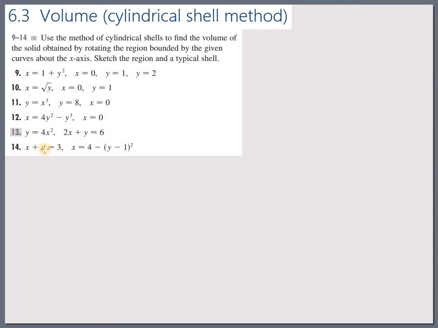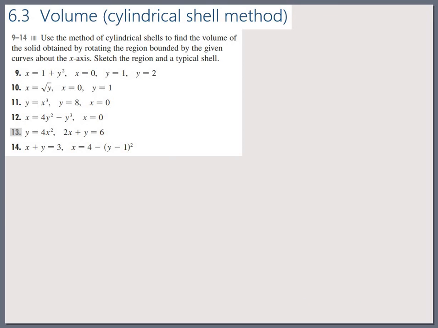Notice for number 14, one of these functions is not solved for x or y. The other one's solved for x rather than y. This is where it's really nice to use an online grapher instead of your TI-84. So I guess the coronavirus has some benefits for us as calculus students.